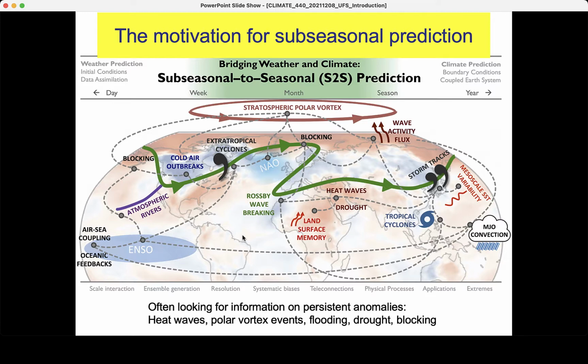So I'm going to do a quick shift to the problem of subseasonal prediction and the motivation for subseasonal prediction. One of the things that we've noticed over the years is that the atmosphere has these modes of variability. They're called teleconnections. They're related to the structure of the jet stream. They're related to ENSO, the El Nino Southern Oscillation. We can show that there are relationships with what's going on in the stratosphere. We get these things often called persistent anomalies, like cold air outbreaks or heat waves.